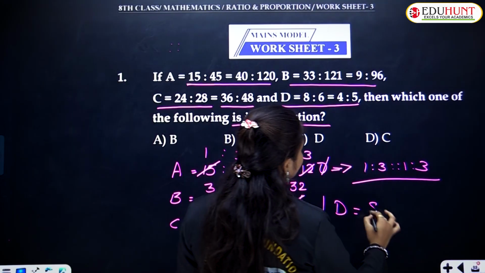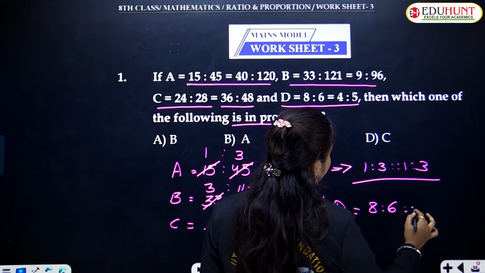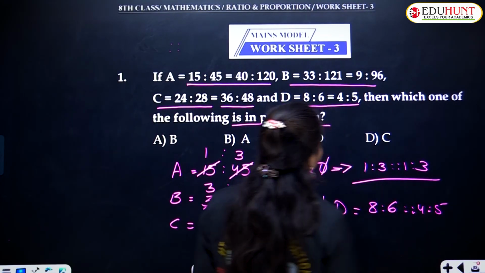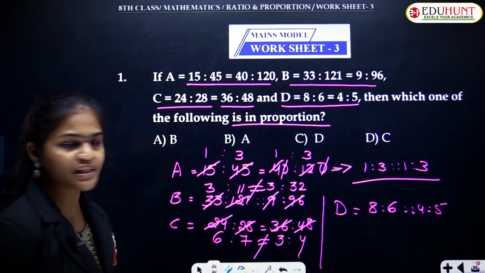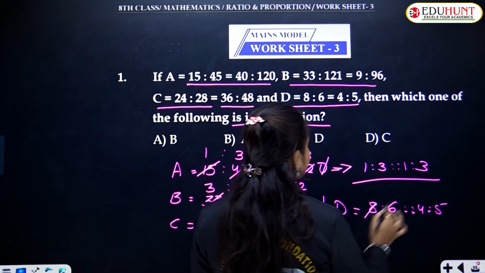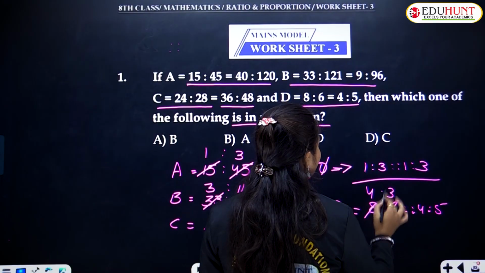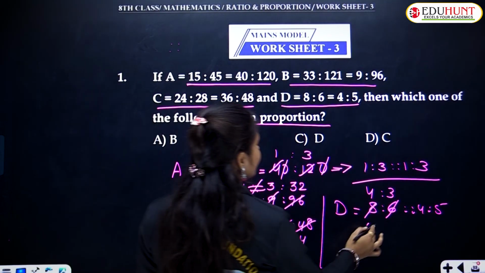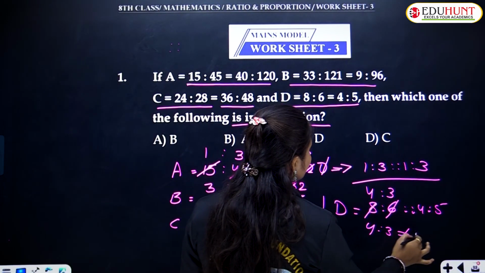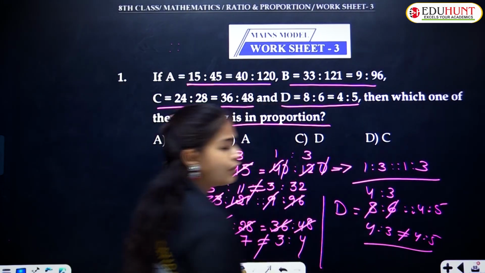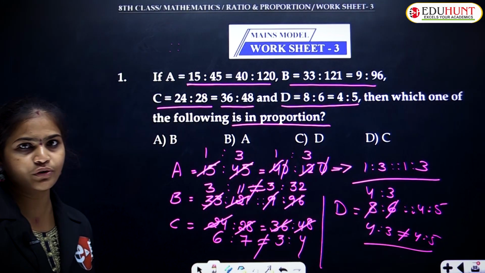So let us say D. What value did they give for D here? 8 is to 6 as 4 is to 5. Okay, 4 is to 5 is already in simplest form, no? So here cancellation, 2 fours are 8, 2 threes are 6. So 4 is to 3. We know that 4 is to 3 is not equal to 4 is to 5.